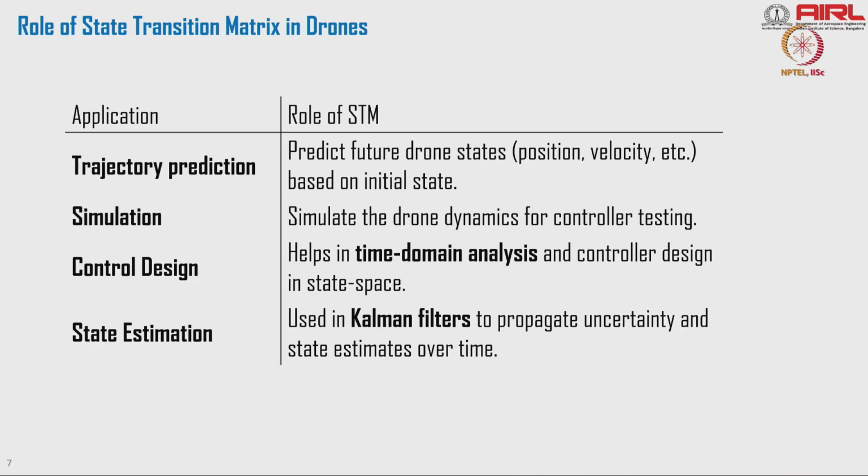How is the state transition matrix useful in drones? It is primarily used for calculating the solution to the state equation, which in turn is very useful in trajectory prediction, simulations, control design, and state estimation. Particularly in control design, it helps in time domain analysis and controller design in the state space. Now, when it comes to state estimation, it is used in Kalman filters to propagate uncertainty and state estimates over time. And this will in turn help us with every other prediction that follows it.